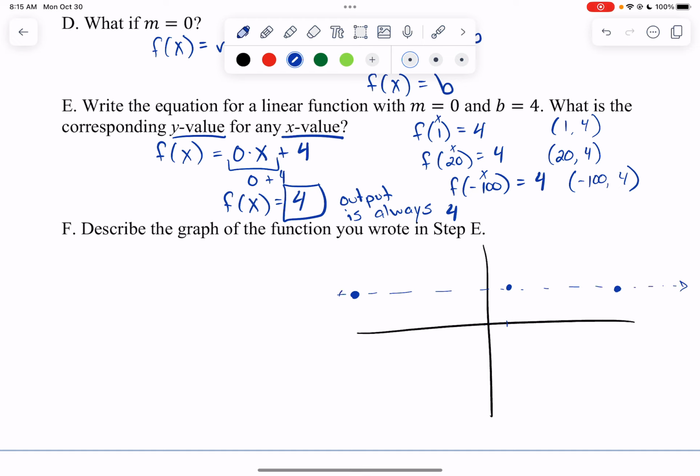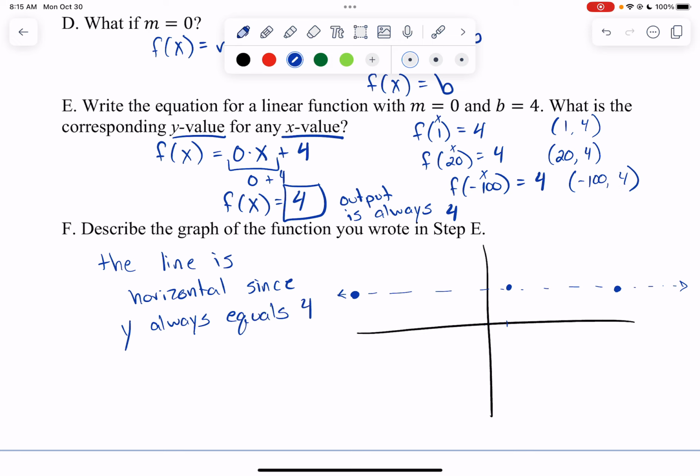what kind of line do I get? I get a horizontal line. The line is horizontal since y always equals 4. And because it's very similar, if we again think of this function notation, f of x equals 4 is the same as y equals 4. And from our previous chapter, we know that that's going to be a horizontal line, y equals 4.